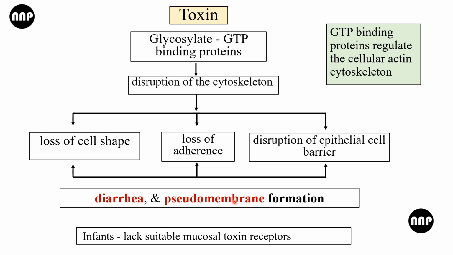One important point here is that infants do not develop symptomatic infection because they lack suitable mucosal toxin receptors, which usually develop later in life. However, asymptomatic carriage is documented. So infants lack mucosal toxin receptors, hence they will not develop symptomatic infection.